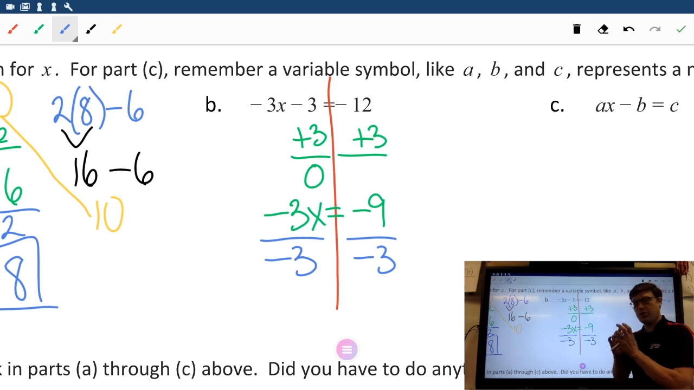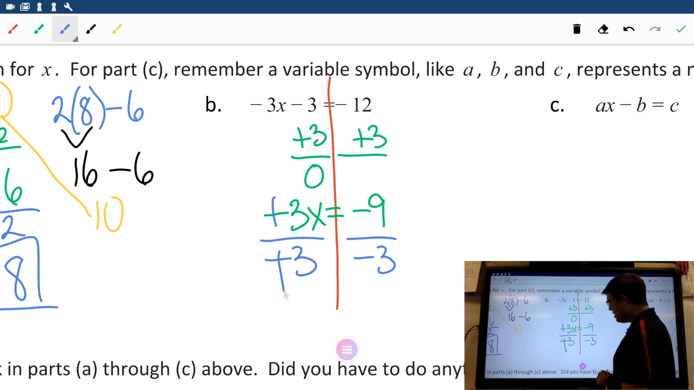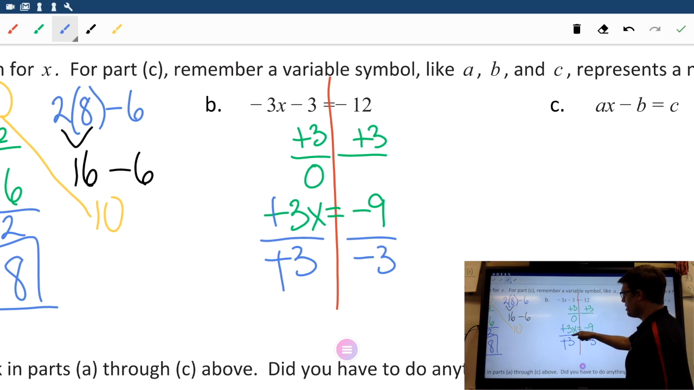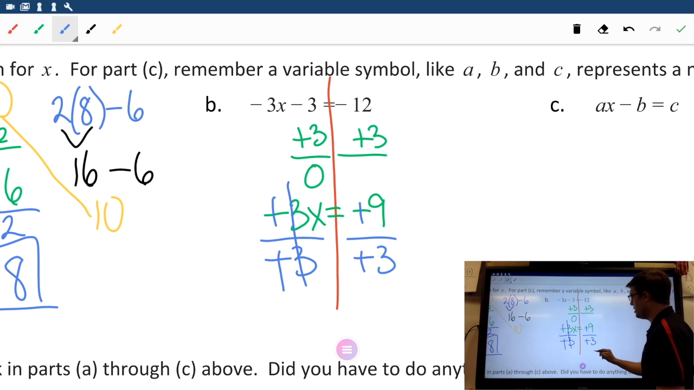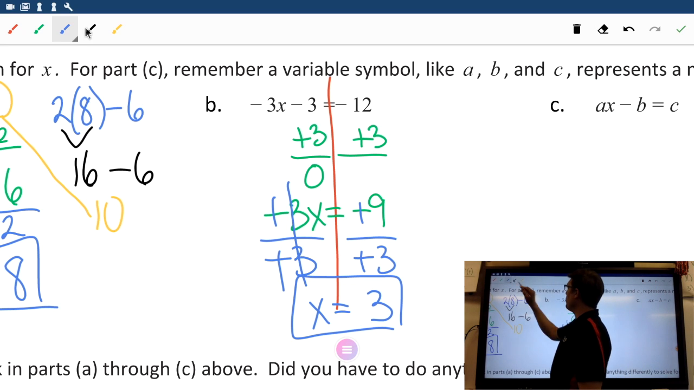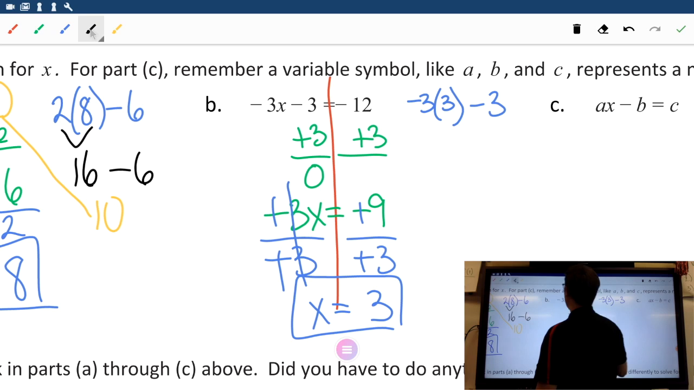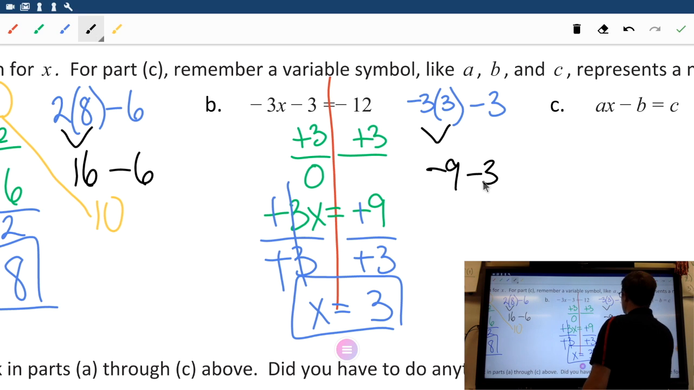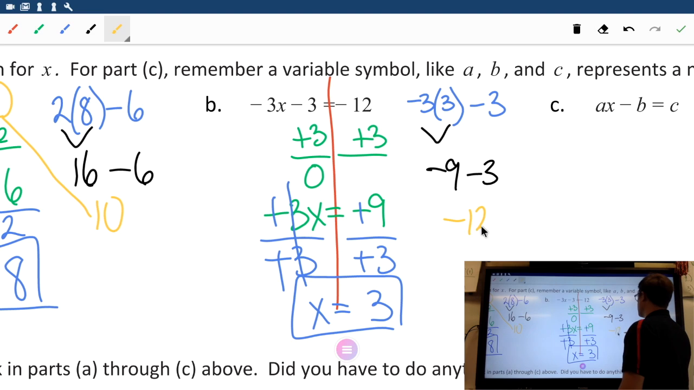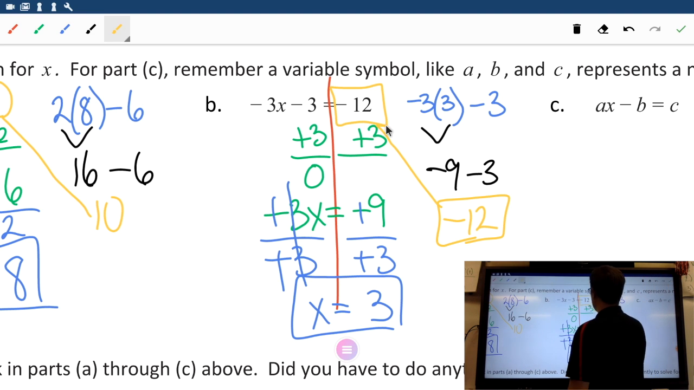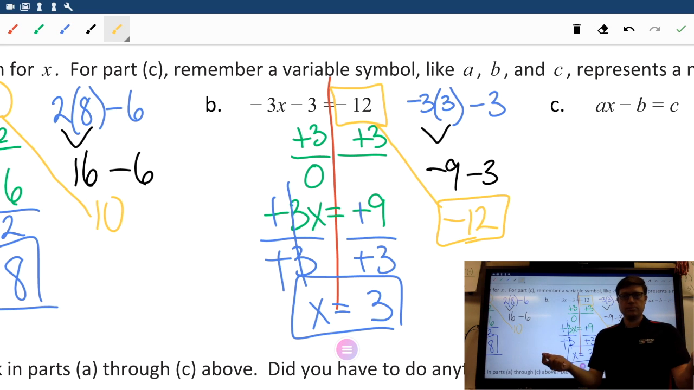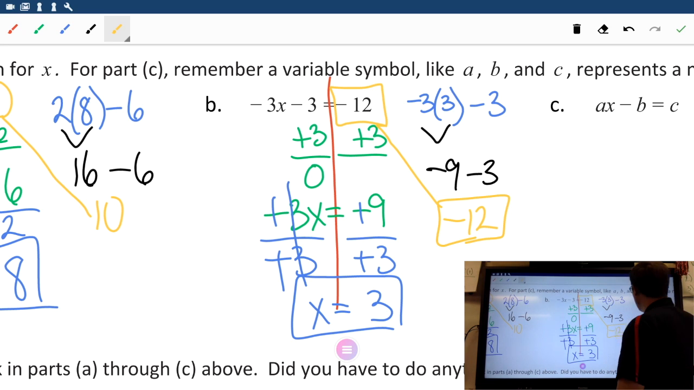Again, do not put x down there. It's just the number, the coefficient that's multiplying x. A negative divided by a negative is a positive. 3 divided by 3 is 1. A negative divided by a negative is a positive, and 9 divided by 3 is 3. So x equals 3. We could check that if we take the 3 and we put it back in the formula. So negative 3 times 3 minus 3. And then we simplify, so this becomes negative 9 minus 3. And absolutely negative 9 minus 3 is negative 12, which is what that is. Okay? So solving and checking is the name of the game.